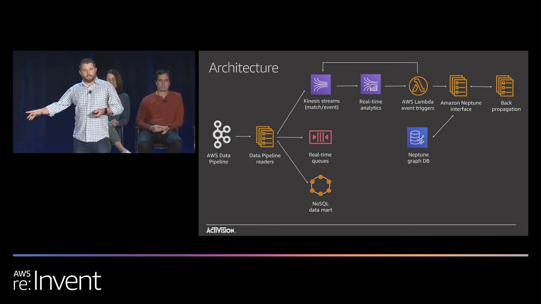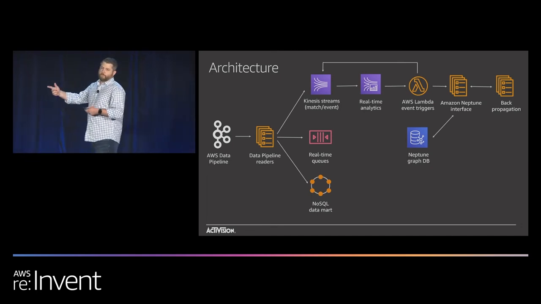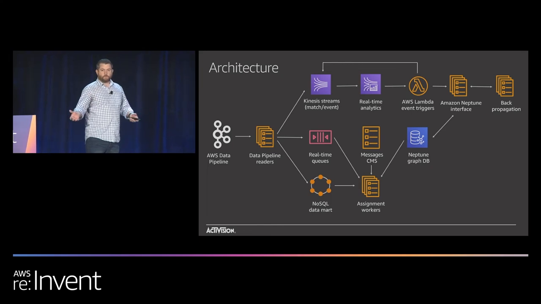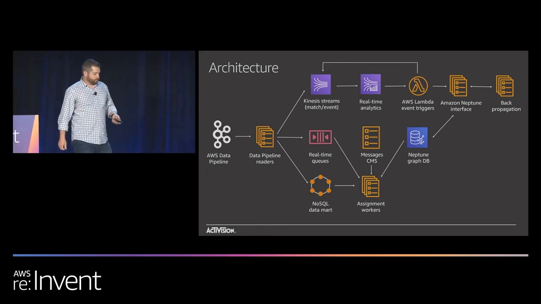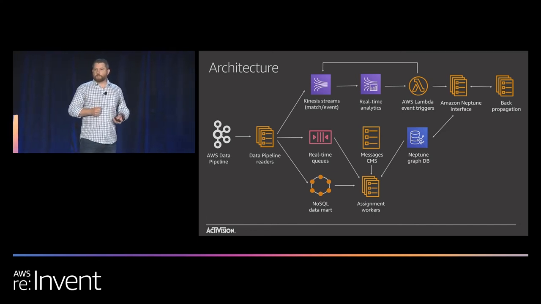Okay, so we have the database, we have the graph, we have the user states. So now we have to do the actual work. That is done through assignment workers. The assignment workers grab the data out of the data mart. They grab your state out of the Neptune database. They pull the content out of our CMS and are triggered by the real-time queues.